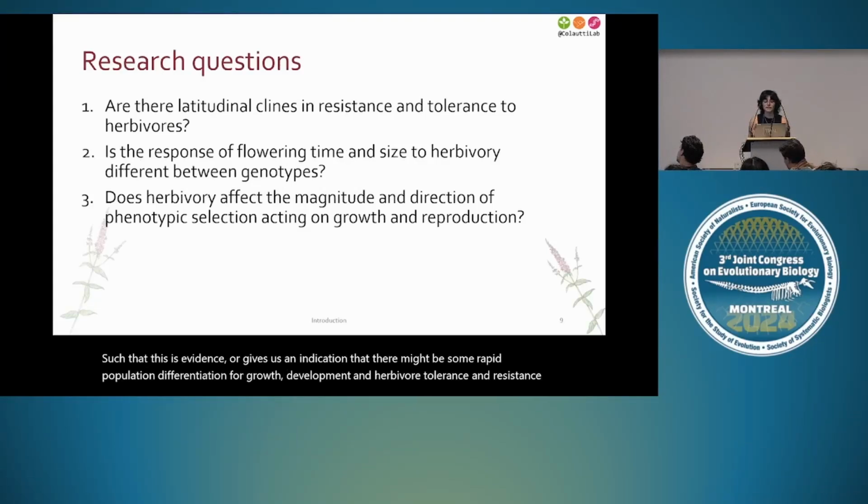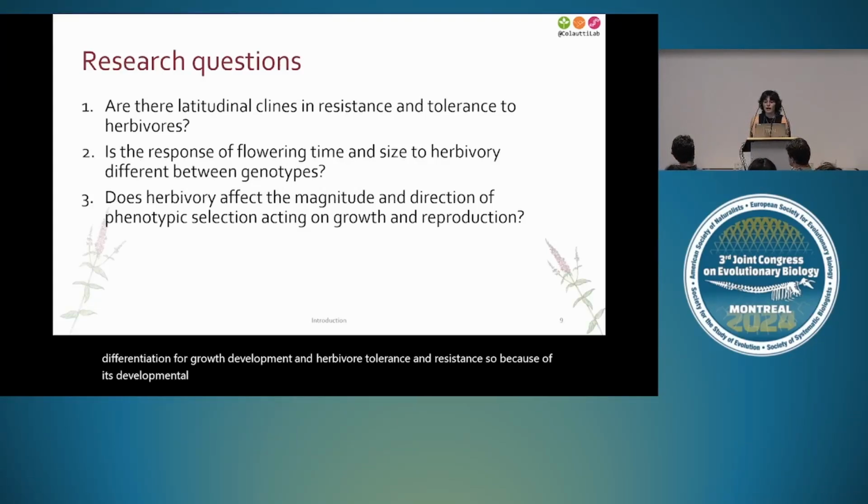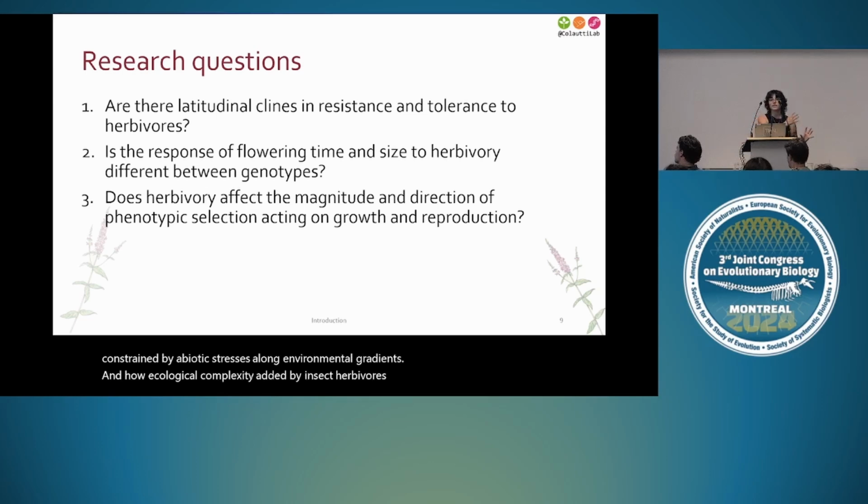This gives us an indication that there might be some rapid population differentiation for growth, development, and herbivore tolerance and resistance. So because of its developmental trajectory, rapid evolution in the introduced environment, and recent biological control program, purple loosestrife is this really cool system to ask questions about rapid adaptation to new environments and how that might be facilitated or constrained by abiotic stresses along environmental gradients, and how ecological complexity added by insect herbivores upon the subsequent introduction of the biological control program to the introduced range may facilitate or constrain this adaptation.